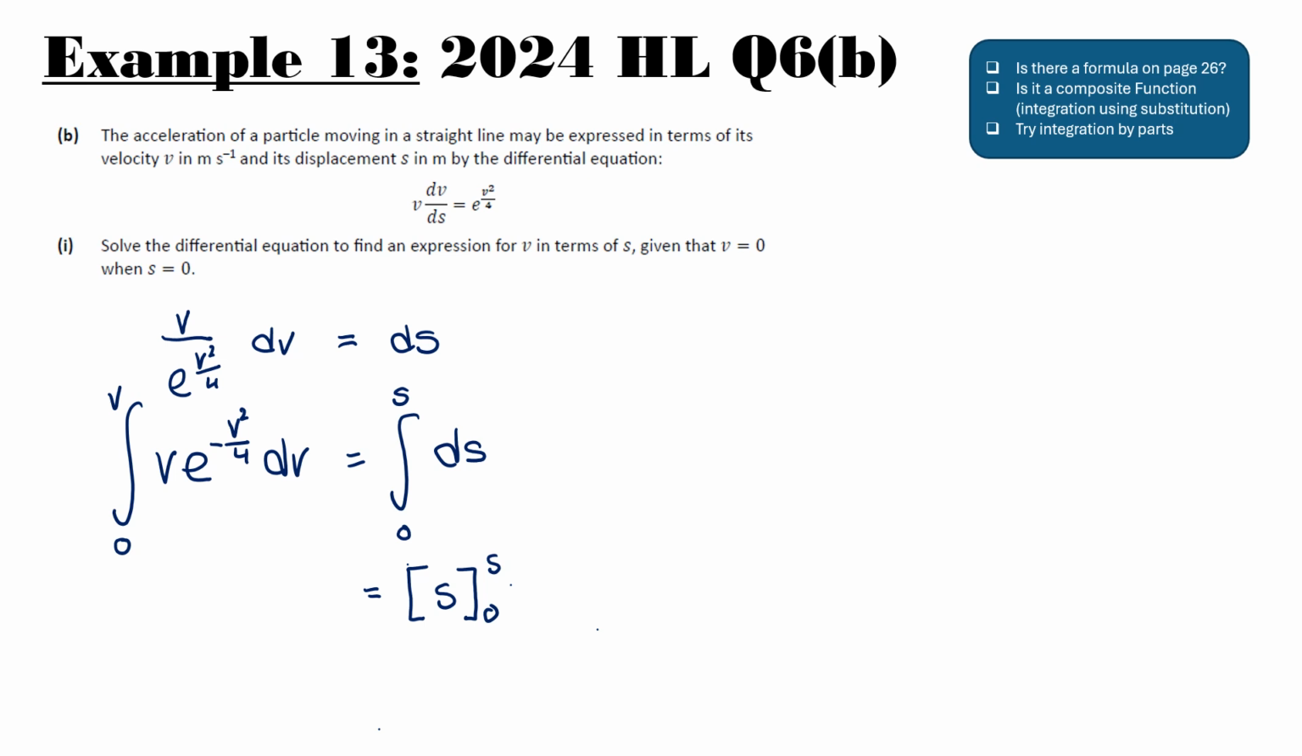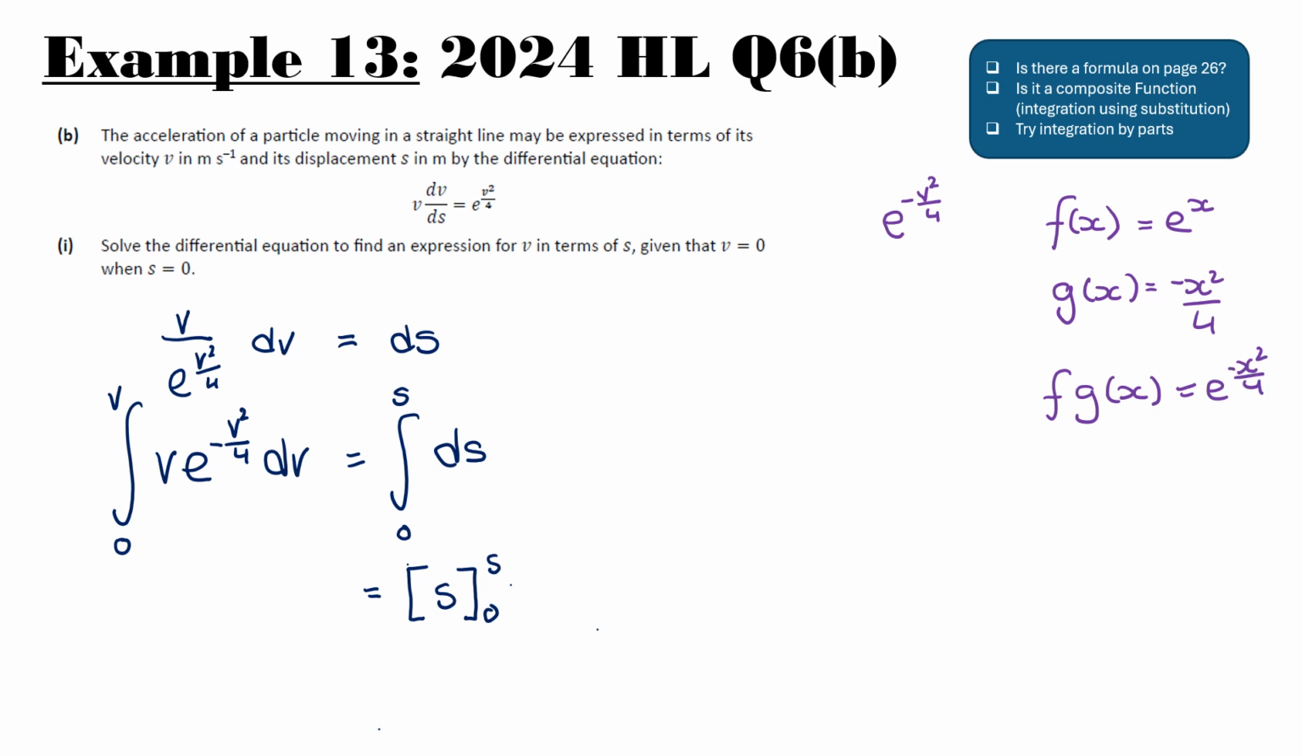How you need to be able to identify this is the fact that we have an e to the power of v squared over 4, and that is usually something like an e to the power of x. If you think of it in terms of a composite function, imagine f of x is e to the power of x, and g of x is equal to minus x squared over 4. This could be written as f after g of x. So we put g of x into f of x, which is what gives us this. That's what we mean by a composite function. So this part here is a composite function. Don't worry about the other v.